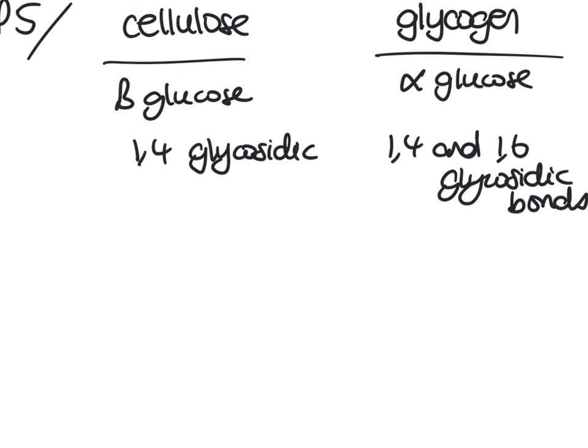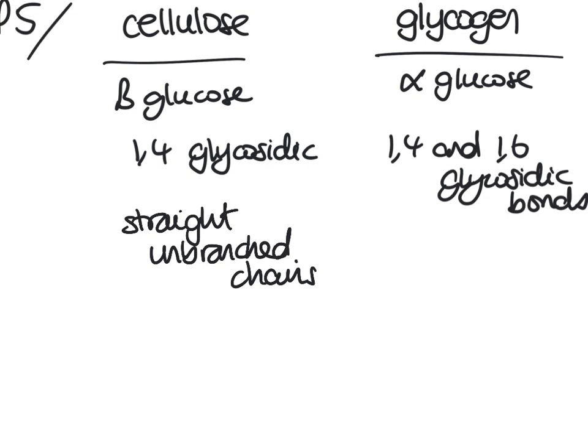What else have we got? Caitlin, what have you got there? Cellulose is straight unbranched chain and then glycogen branch. Yeah, so straight unbranched chains. And this is basically very branched. Okay.